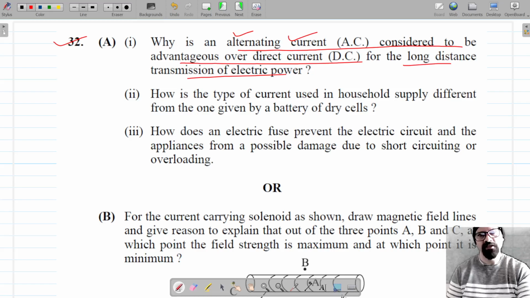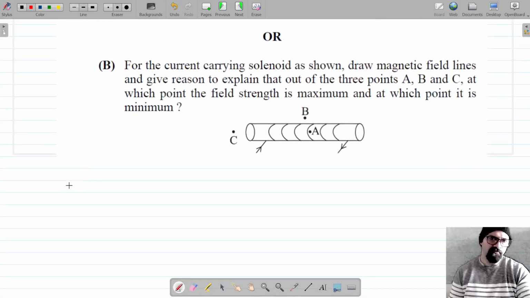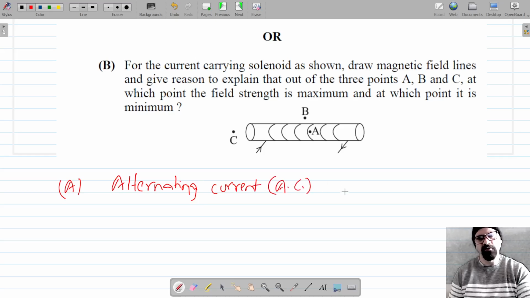And because by using alternating current, we can reduce the loss of electric energy in the form of heat and in the form of sound energy. So we can say that alternating current can be transmitted over long distances without much loss of electric energy. So that is why alternating current is used. The electrical supply that comes to our home is the alternating current. So if we use alternating current over long distances, it's economical.